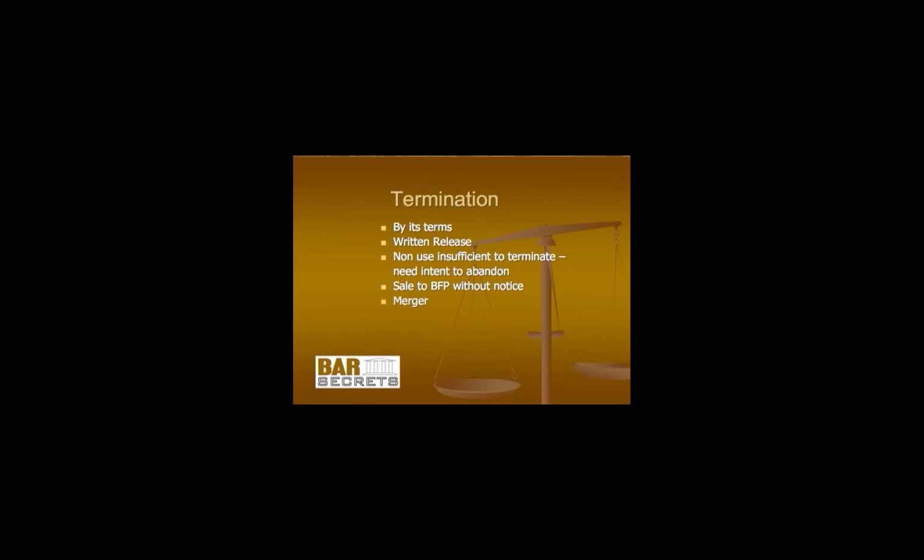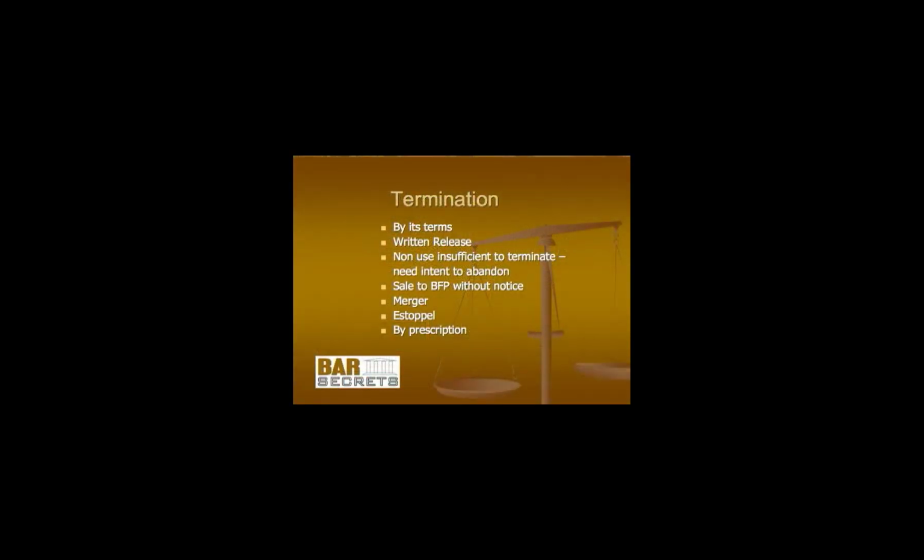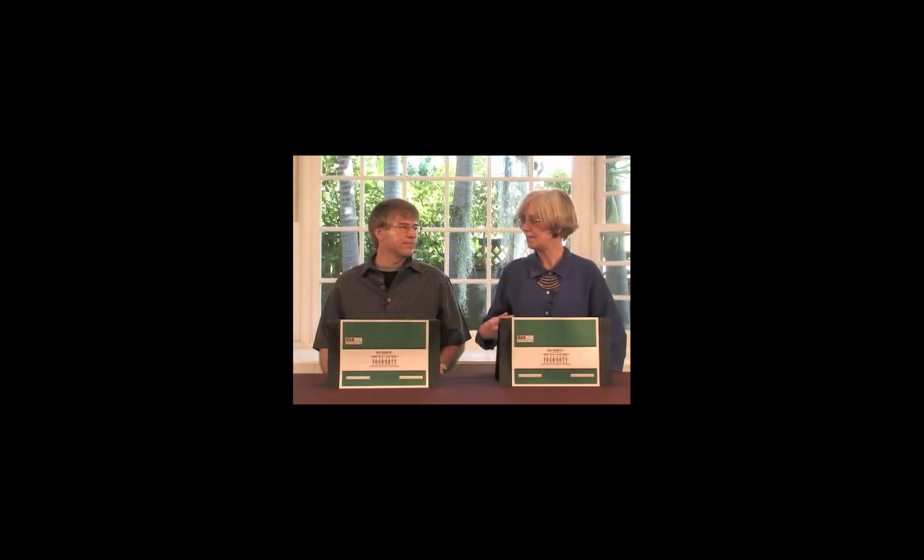Also, merger. If the person who holds the easement becomes the property owner, now by the doctrine of merger, the easement is extinguished. Estoppel is another doctrine that will terminate an easement: an oral statement or conduct that the easement will end, plus detrimental reliance. That will end an easement. And of course, by prescription, we already said that if an easement by prescription stops being used, the easement will end. And you've already said a million times before, you can agree to anything, so sure, you can agree to terminate too.